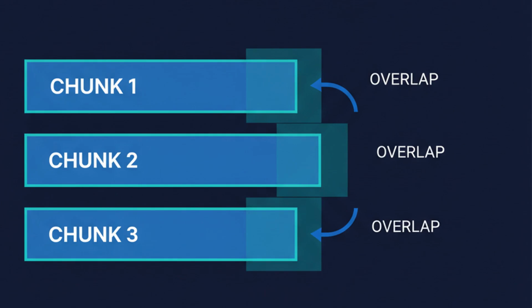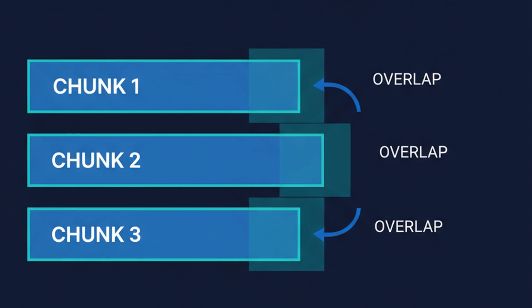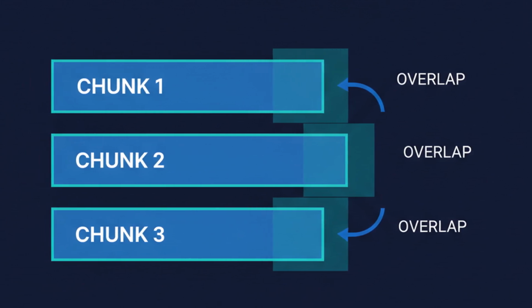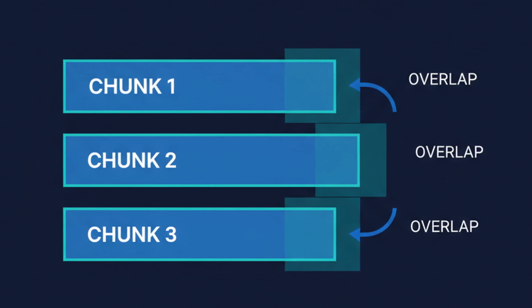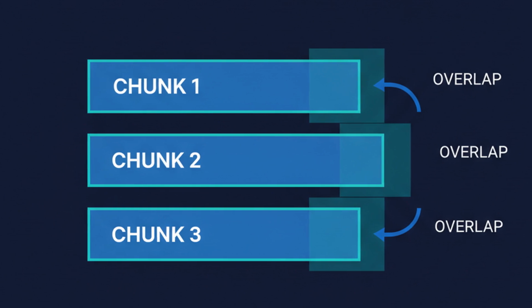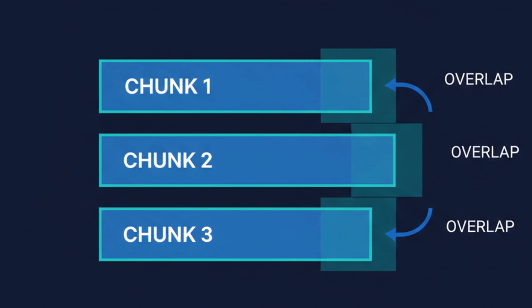Fixed size splitting has a second problem. Context loss at the boundaries. If an idea spans two chunks, neither chunk fully contains it. The fix is overlap. You let each chunk share a few hundred characters with its neighbor. That overlapping window keeps cross-boundary context intact, so retrieval does not lose the thread.